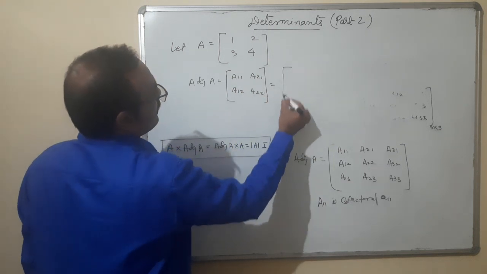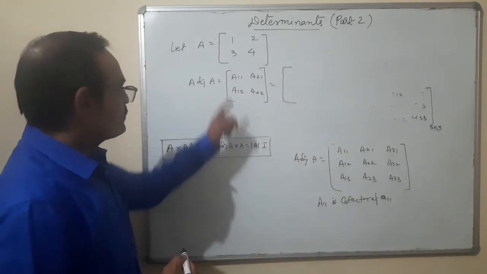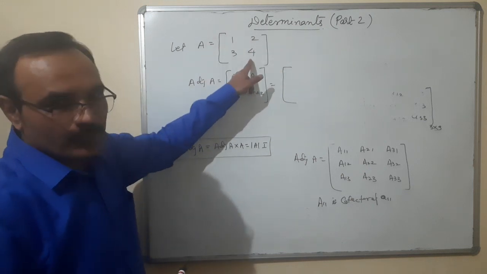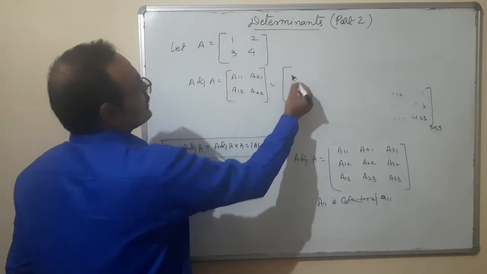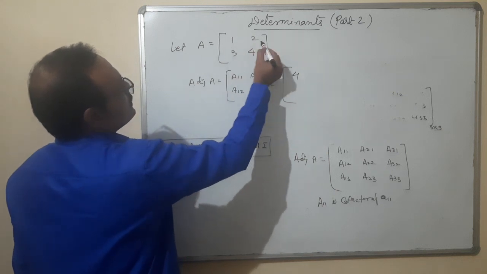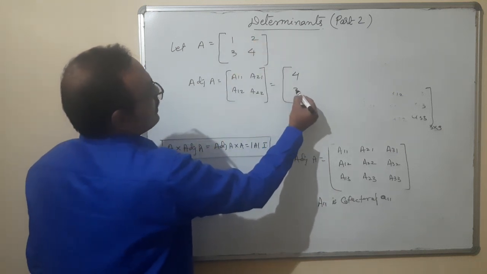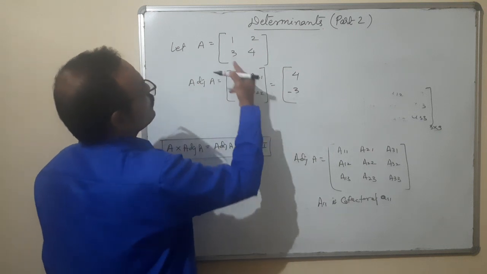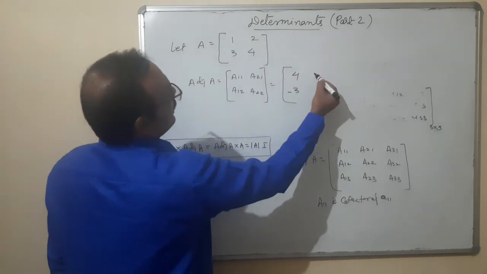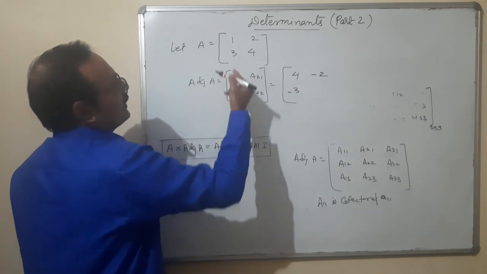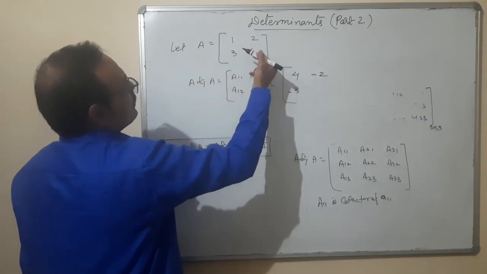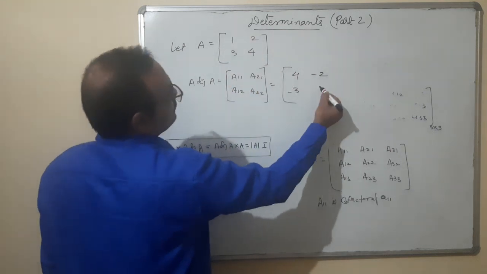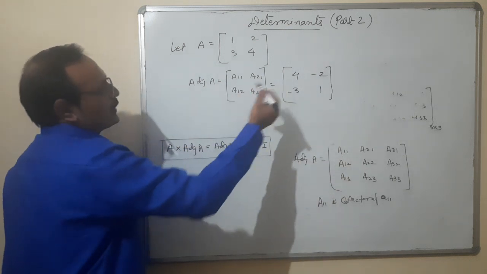First row, first column should be left. 4 is coming here. Minus 1 to the power 2, so it is plus 4. For 1, 2, first row, second column, it is 3, but the sign is minus because 1 plus 2 is 3, minus 1 to the power 3. For 2, 1, second row, first column, again it is minus 2. And for 2, 2, second row, second column, it is 1. This is the adjoint of A.